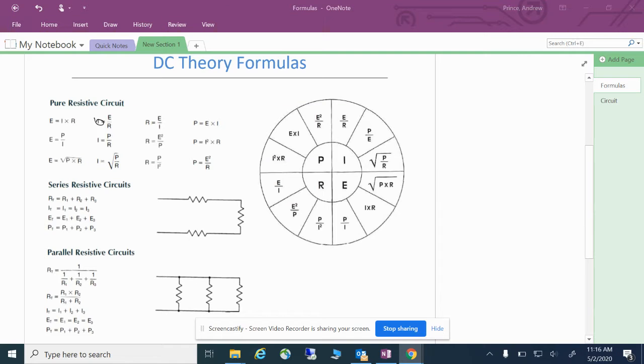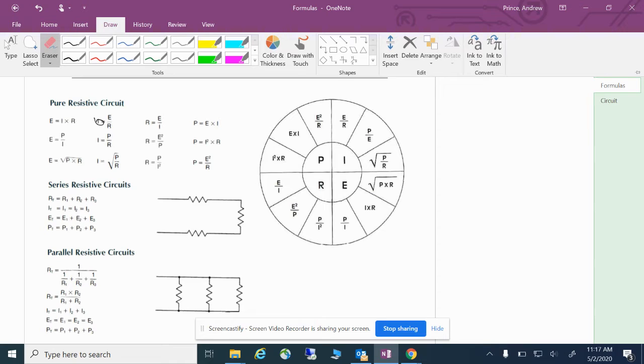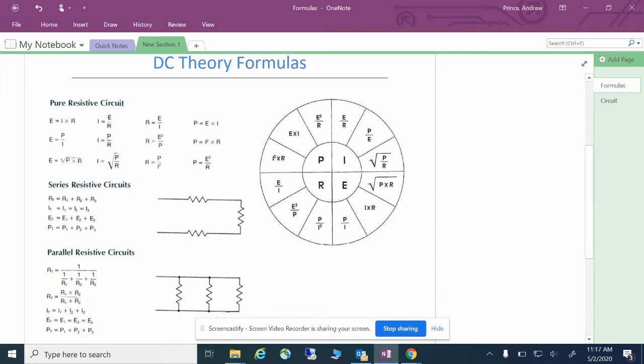Okay, guys, I want to do one more slightly more complicated series resistor problem with you. But before that, I wanted to make a couple observations on the formula sheet. Hopefully you guys are referencing this, and maybe some of you already have it memorized enough that you're not really having to worry about it too much.